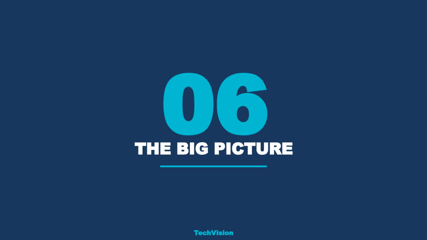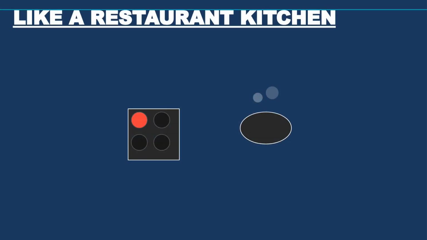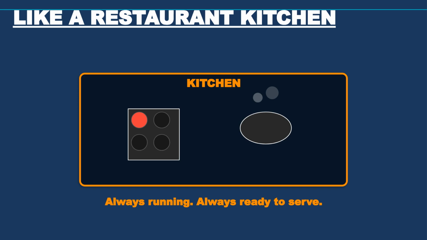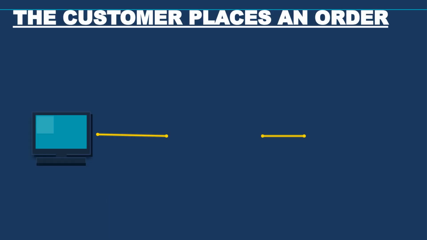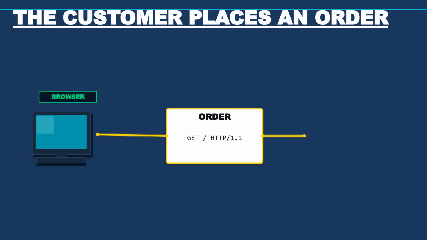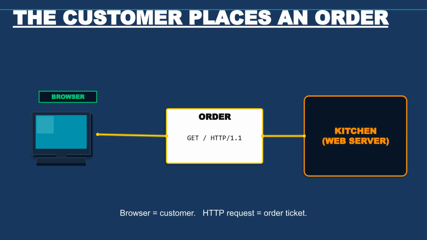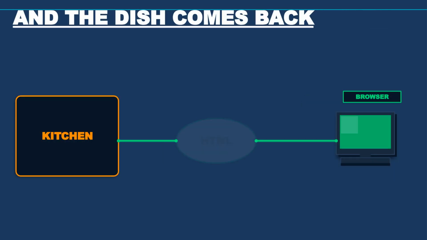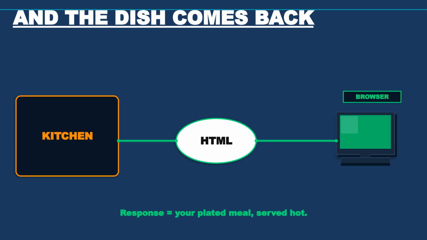We now move to the final section, number 6, to explore the big picture of modern web servers and their role in the internet. Think of a web server like a restaurant kitchen. It is always running and ready to serve, symbolizing that your application is continuously operational and prepared for requests. When a customer places an order, it's like the browser sending an HTTP request. This ticket is passed to the kitchen, or web server, for preparation. The prepared dish, represented by the HTML or other data, is then sent back to the browser. The response is the final meal, served hot and ready for the customer.